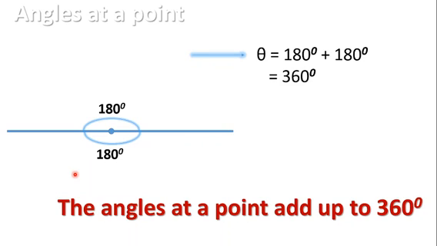And this is also very important. I told you that it is the third thing you're supposed to write down. The first one was that the sum of angles on a straight line is 180 degrees. The second one is that vertically opposite angles are equal. And the third one is that the angles at a point add up to 360 degrees. It's important not to forget that.